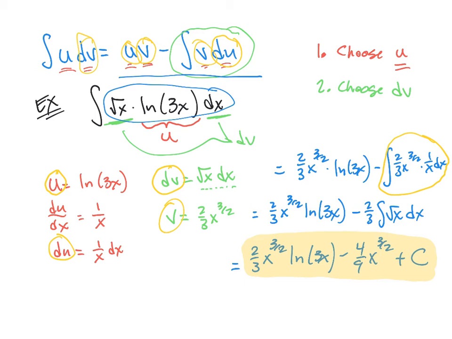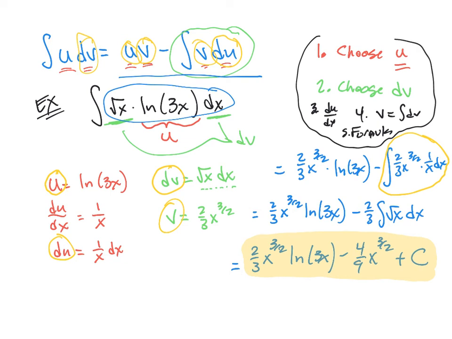I stopped writing my steps because I got all excited about what was next. After you choose the u and the dv, we did the derivative of u. So step 3 was du over dx. Step 4 was to find v using an integral of dv. And then step 5, we filled in the formula. So this is a terrible set of notes here. But that's our strategy. We'll go ahead and try it again on another problem and see if I can make it a little clearer.